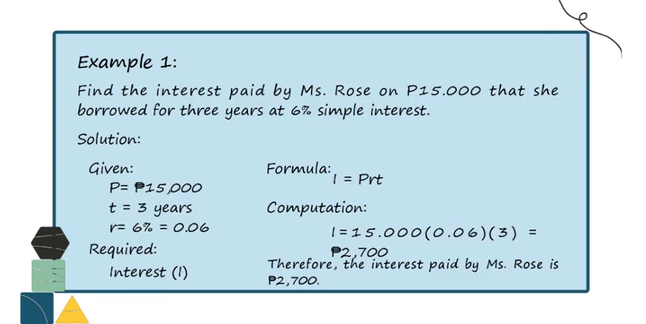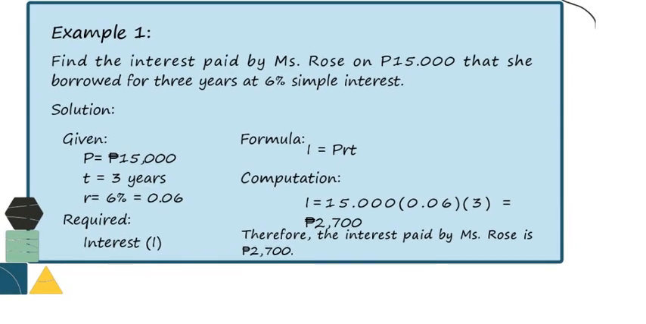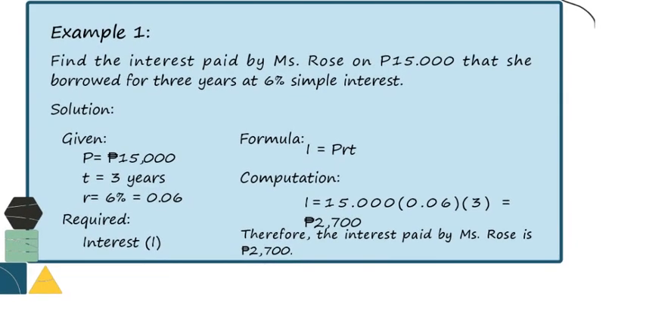So let's say yung example natin is ganito under interest. The problem is: find the interest paid by Miss Rose on 15,000. This is 15,000, though it looks like a dot. It's 15,000 for that case, 15,000 that she borrowed for 3 years at 6% simple interest.